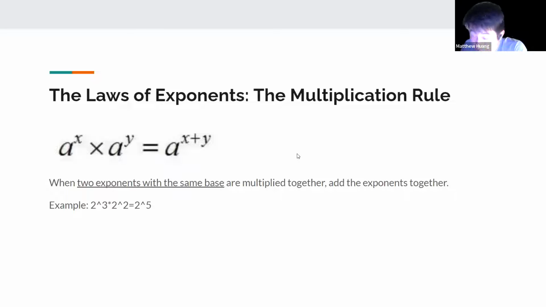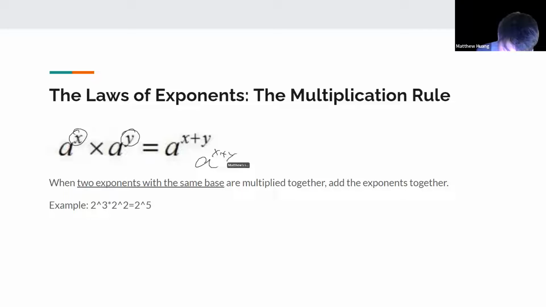The first law of exponents that we'll be addressing is the multiplication rule. It's pretty straightforward. It's written out here. When two exponents with the same base, this is the base right here, are multiplied together, you just add the exponents together, which are these. So a^x times a^y equals a to the power of x plus y. And keep in mind, this is the really important part that some people might get mixed up on: these two bases have to be the same. Otherwise, this rule doesn't apply. If it doesn't, then you probably have to manipulate something to fix it or simplify it, or you just can't do it.